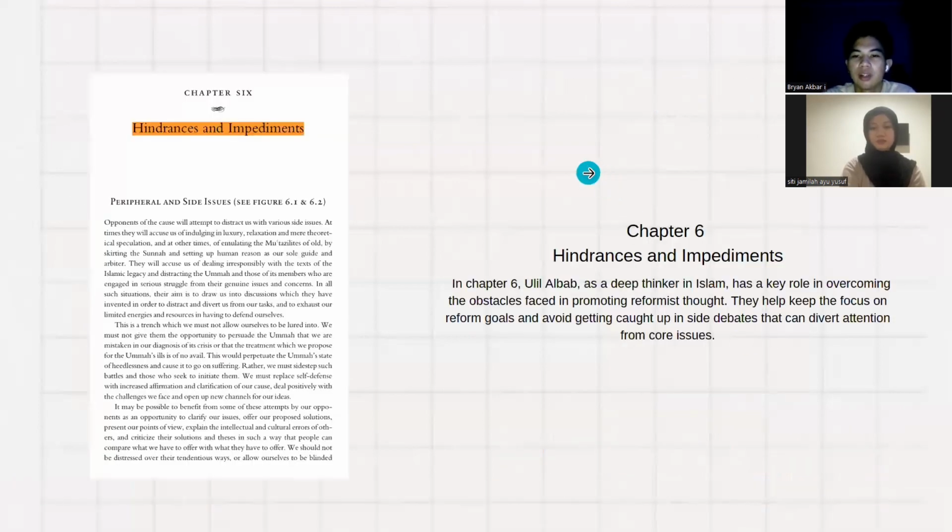Chapter 6, on hindrances. In Chapter 6, Ulil Albab, as deep thinkers in Islam, have a key role in overcoming the obstacles faced in promoting reformist thought. They help keep the focus on reform goals and avoid getting caught up in debates that can divert attention from core issues.